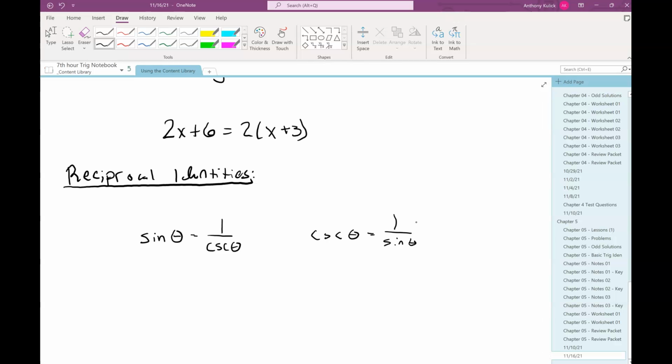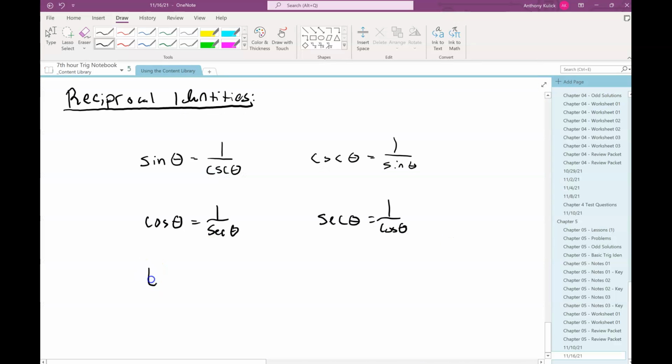I just have a bad habit of dropping the variable name when I say it. I always write it, but sometimes when I'm talking, I get going too fast and I forget to say those things. Everybody's okay with these? Okay. So we can do the same thing for cosine and secant. So cosine theta is equal to 1 over secant theta, or secant theta is equal to 1 over cosine theta.